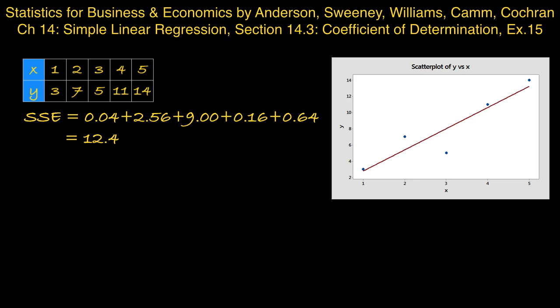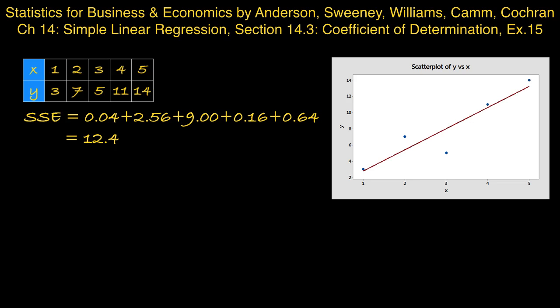If we look at the scatter plot and think of the vertical distance between each data point and the corresponding location on the red simple linear regression line. So for example, for the data point x equals 1, y equals 3, that's the point in the bottom left corner, that's almost right on the regression line, and so the vertical distance between the point and the line is very small, and then when we square that distance we get 0.04.